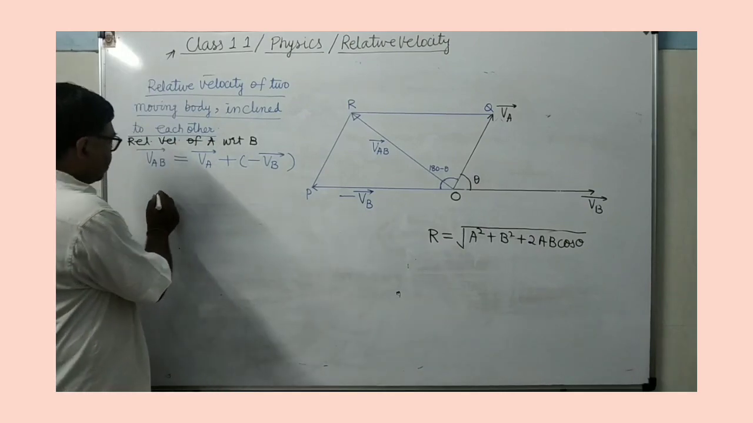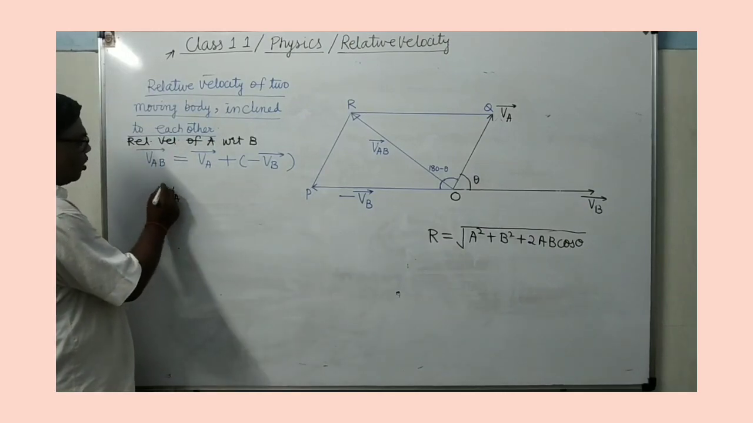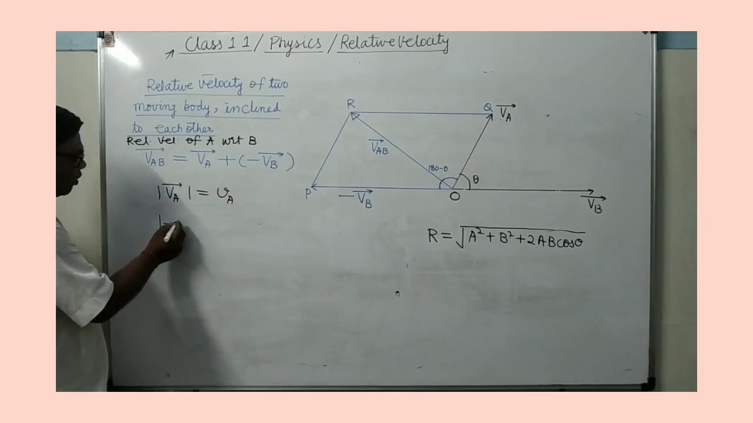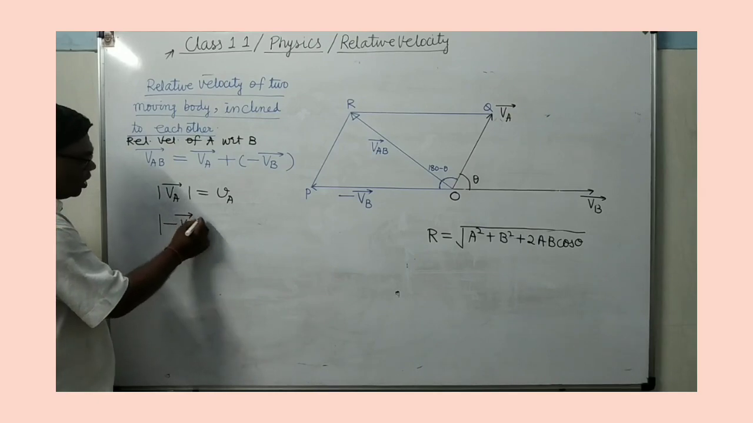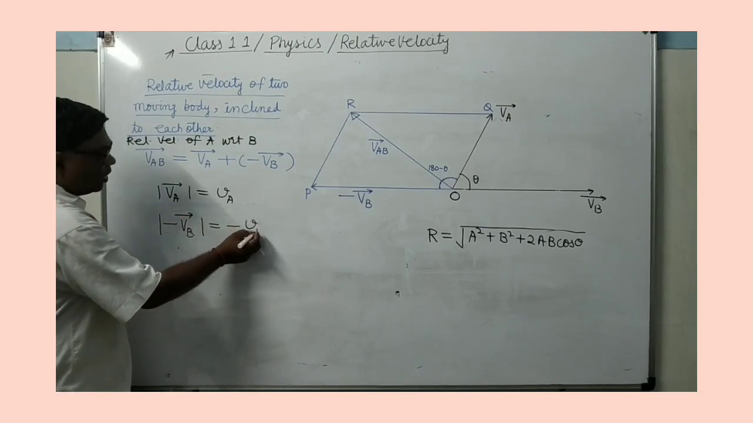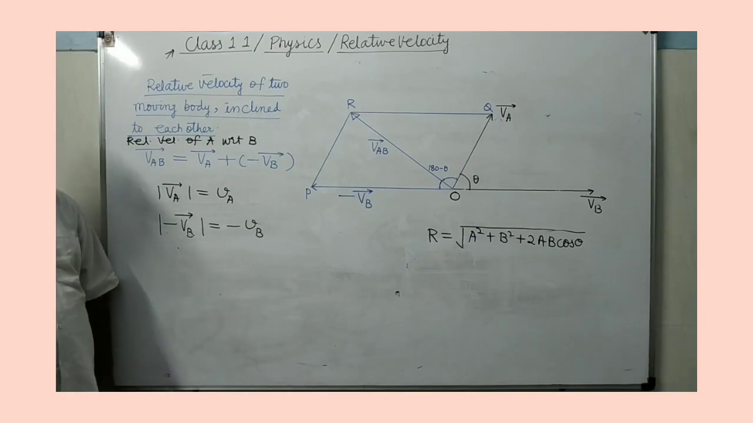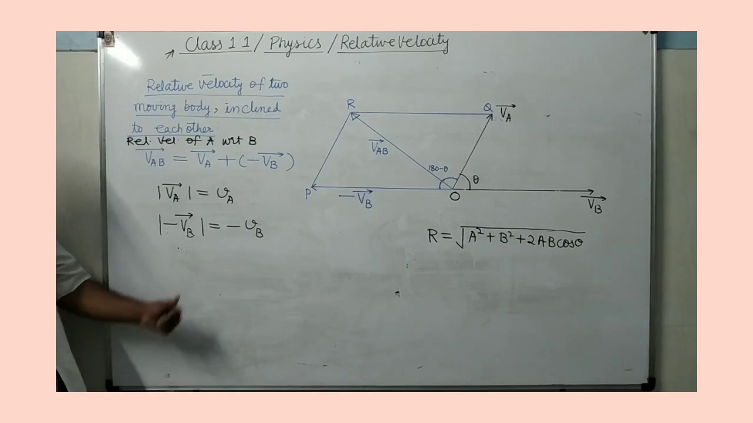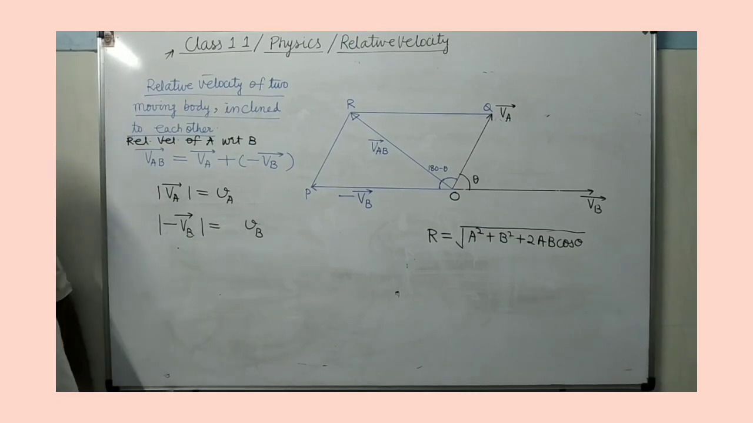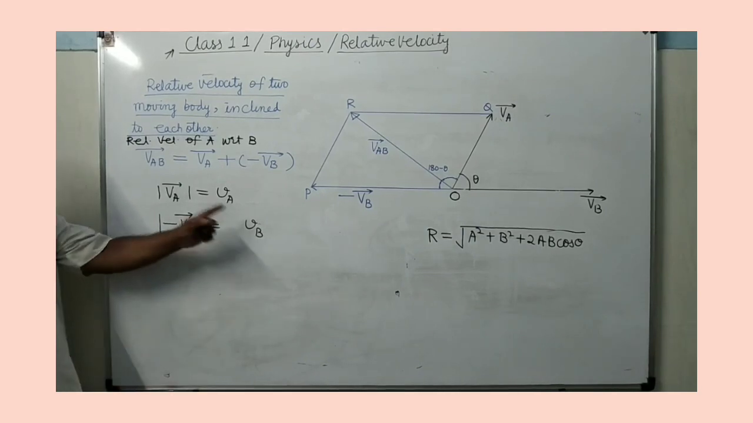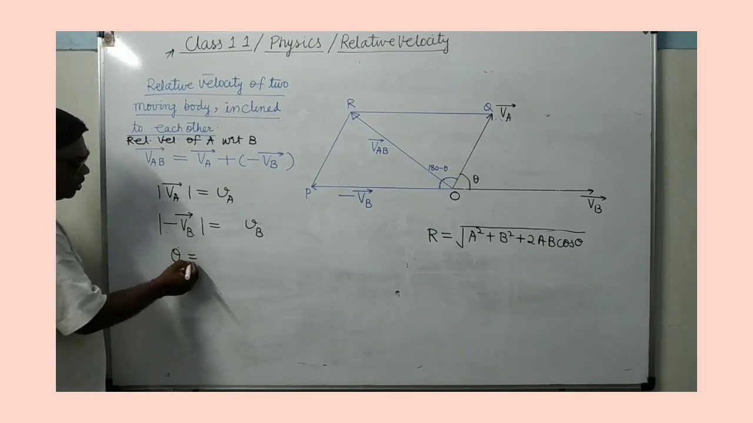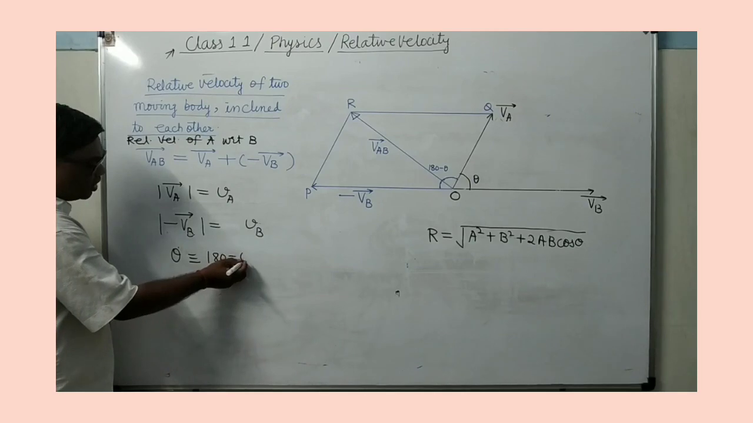What will be the magnitude of vector VA? The magnitude of vector VA will be equal to VA. What is the magnitude of negative vector VB? It will not be equal to minus VB. This is a very common mistake that students make. This is VB. It's clear? This is not negative vector VB, it is simply VB. What is the angle between both? The angle between both is 180 minus theta.